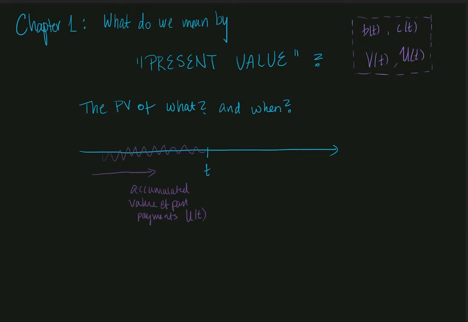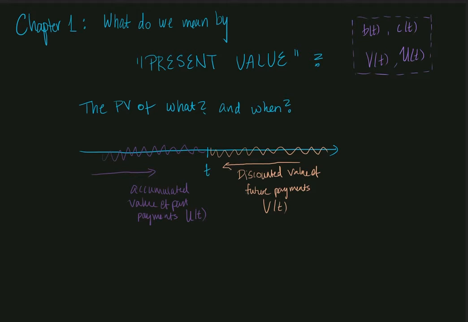If we talk about the present value of future payments, so payments that occur after time t, then it means that we want to find the discounted value of future payments. And in the book, we call that V of t.